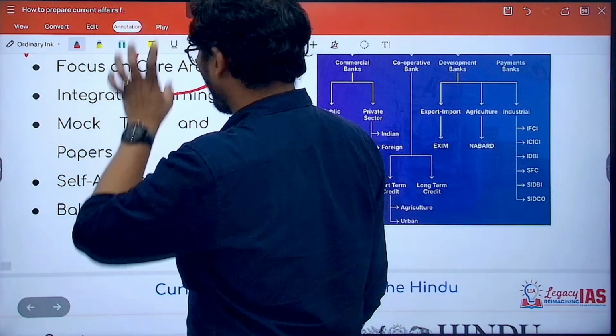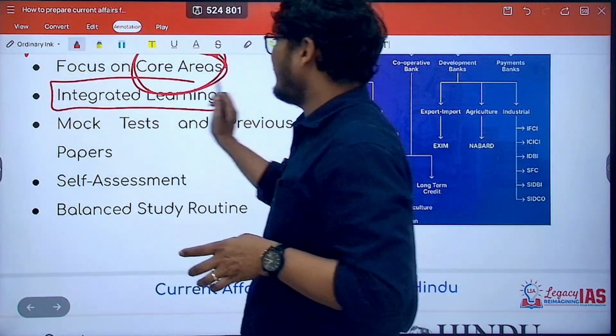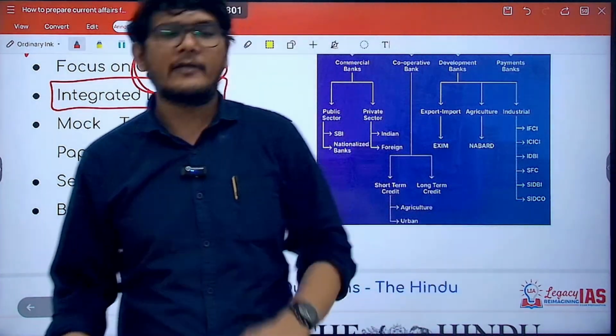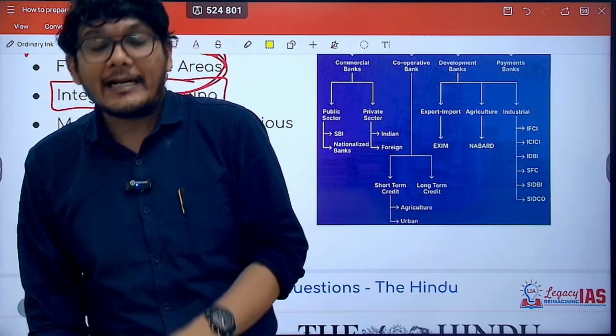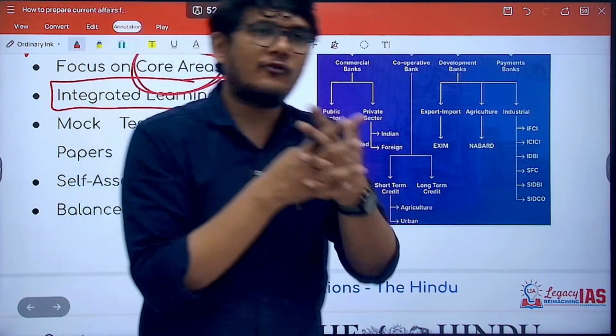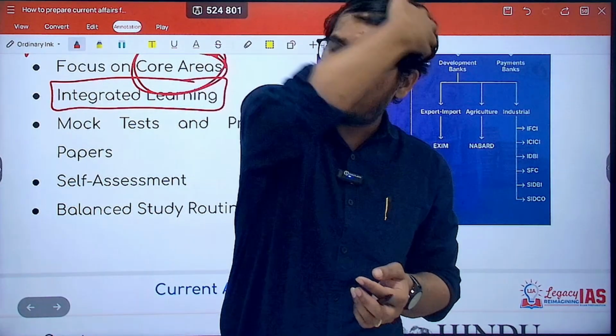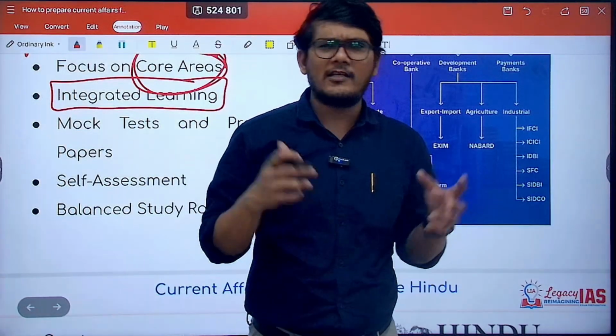You have to focus on certain core areas. Then integrated learning needs to happen. Of course, we all believe in integrated learning. When you're studying for prelims, mains is getting studied at the same time, and vice versa. Also, when you're studying current affairs, static also gets studied, because in a current affairs magazine specifically, the static portion of that news-related body or organization is also talked about.